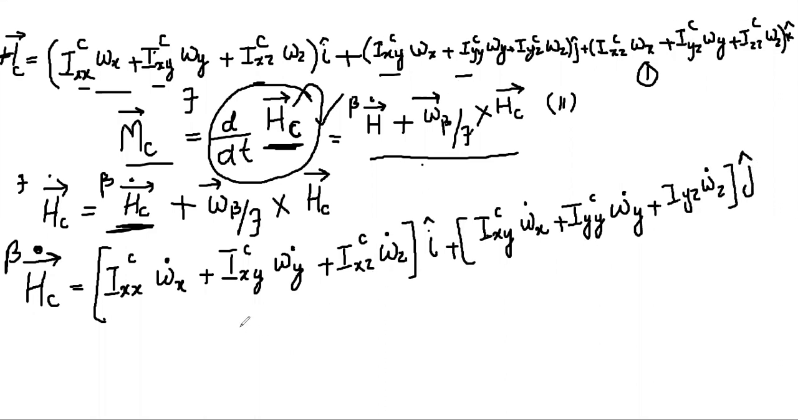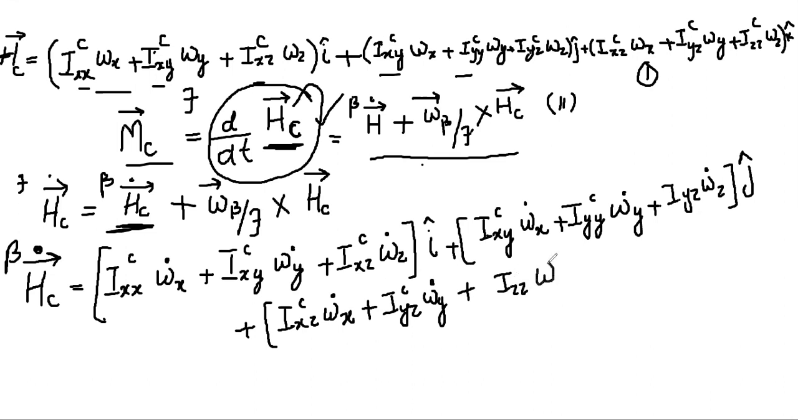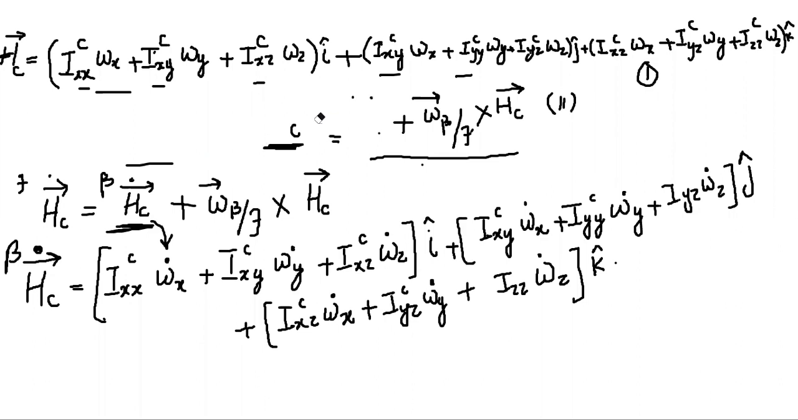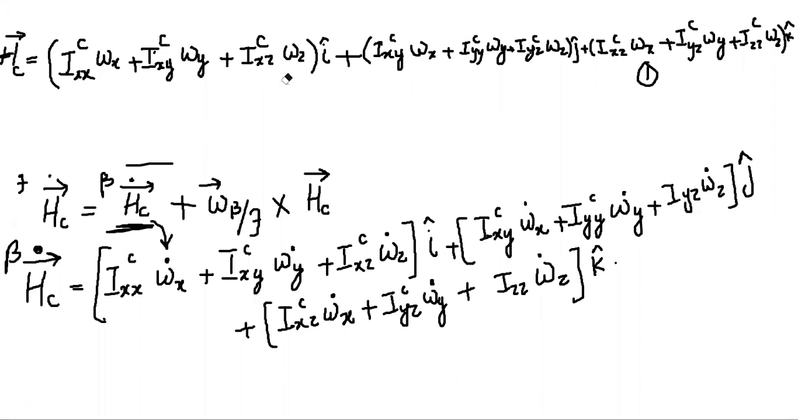And the last term will be plus Ixz about c omega x dot, plus Iyz about c omega y dot, we are taking the derivative, plus Izz omega z dot, and this all is about k cap. This is the second expression of this equation. Let me rub this one and bring all these on one side. This is fine, we are done with this.